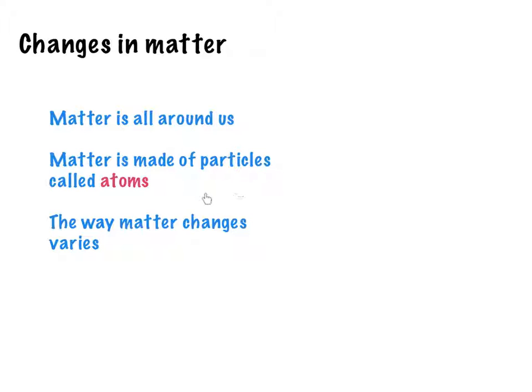Now, we also know that matter is not the same. It varies in shape, size, colour, all sorts of things. But one important thing it varies in is a thing called its state or phase. Now, we commonly know those as solids, liquids and gases.